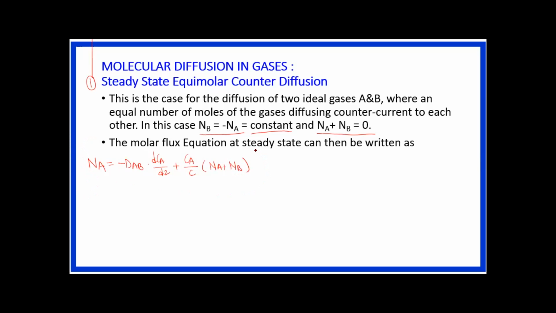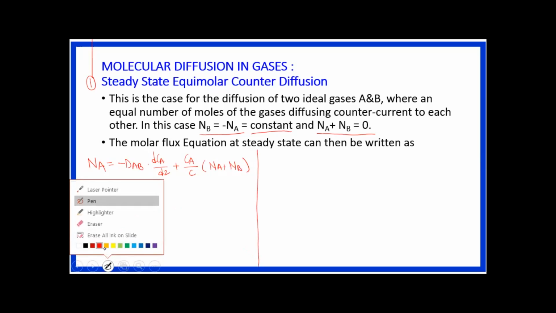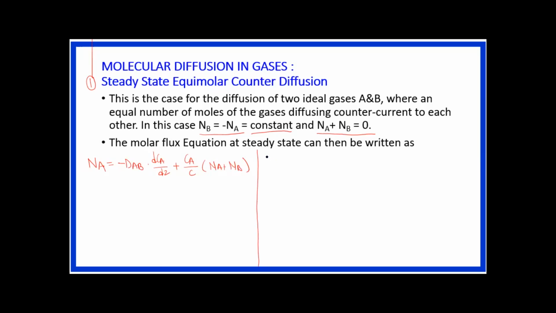And as we know the ideal gas law, that is PV equal to nRT, we can write from this equation P by RT equal to n by V, and that is equal to C. So n means moles per volume, and moles per volume becomes concentration. So we can write C equal to P upon RT.